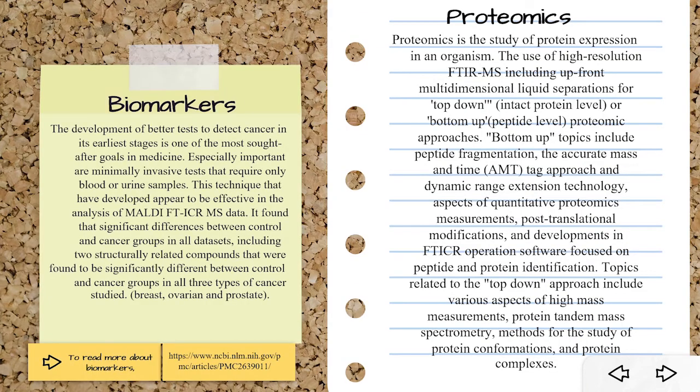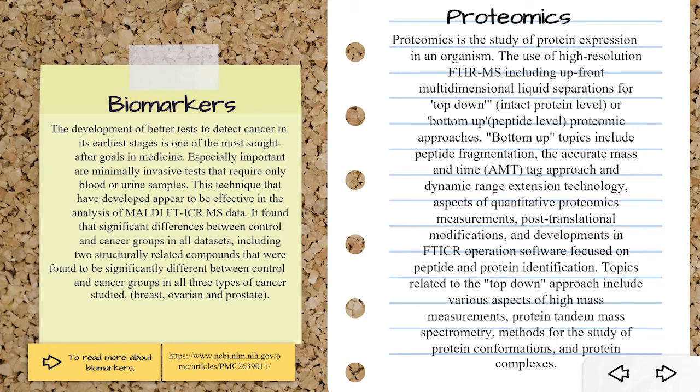Next, FTICR-MS can be used for biomarkers. Especially important are minimally invasive tests that require only blood and urine samples. The techniques that have been developed appear to be effective in the analysis of multi-FTICR-MS data.